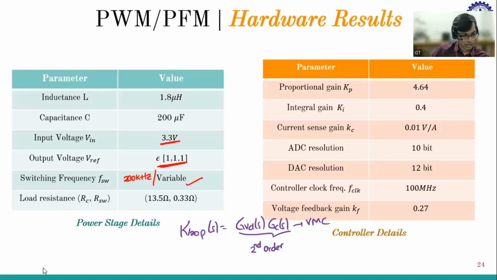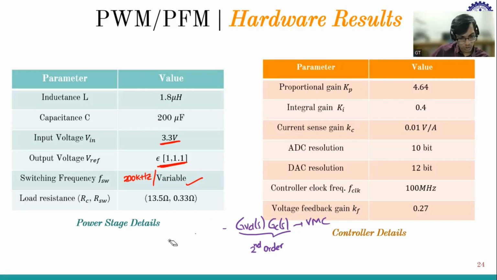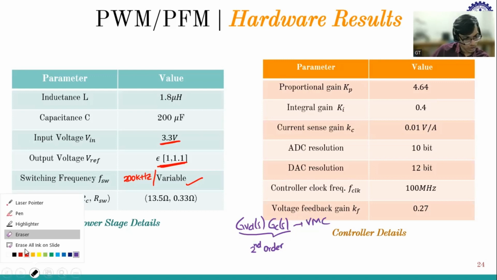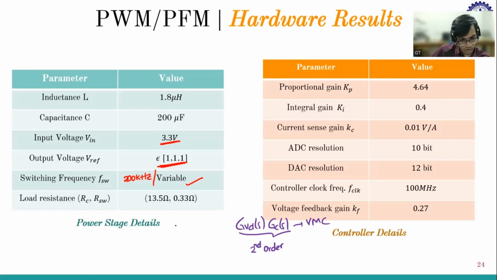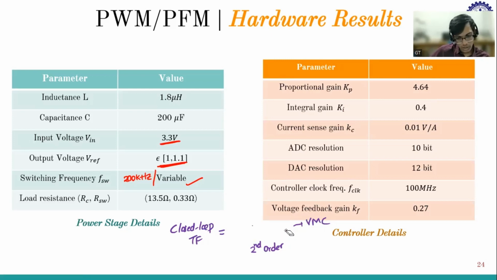In the case of current mode control, we just use PI. Whereas for the closed loop transfer function, if you consider K loop of S, the closed loop transfer function in voltage mode control is second order.